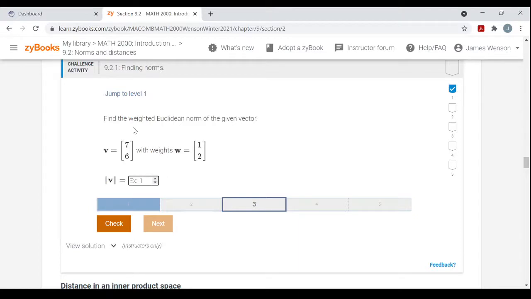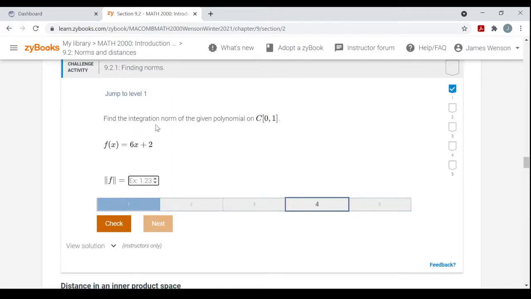Third level. Remember in section 9.1, that weighted Euclidean inner product? So with the weights 1 and 2, that just means you take 1 times the 7 squared plus 2 times 6 squared when you're doing this weighted Euclidean inner product. And then the square root of that, of course. It's the square root of the inner product of the vector with itself. Again, if you don't remember what this is, go back to section 9.1, which talks about weighted Euclidean inner products.